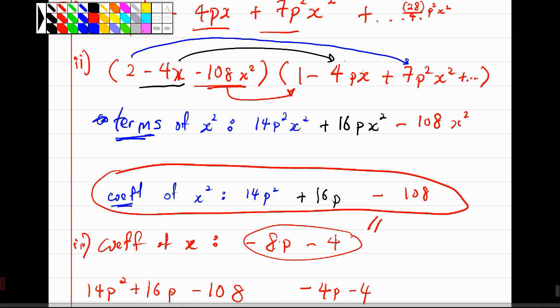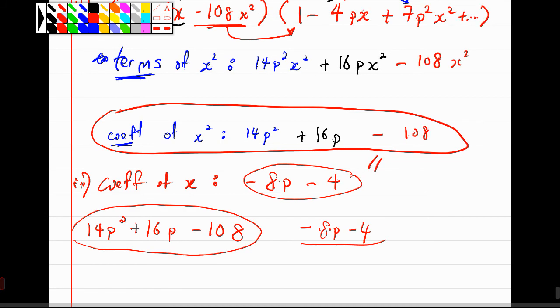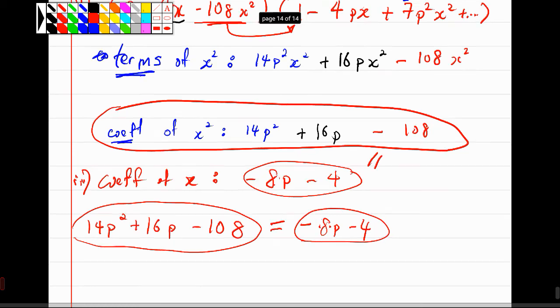Minus 8. Now, what can you say about these two things? This is the coefficient of x squared. This is the coefficient of x. They are the same. Same means equal. Can you solve for p? Can. Now you bring p to one side. You have equal to 0. Then you factorize. Then you solve for p. So p should have two answers.